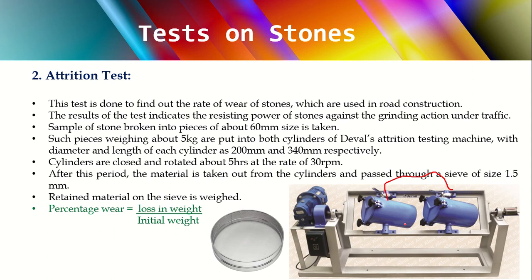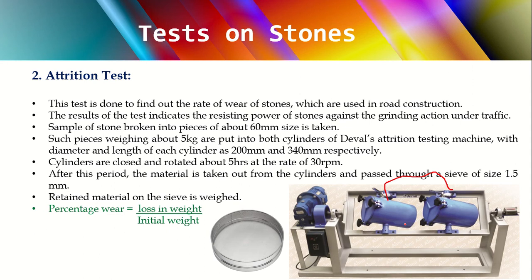Remember, this rotation must be around 5 hours. So for 5 hours you have to continuously keep it rotating. And after 5 hours of rotation, take out the sample from the cylinders. Imagine that after 5 hours of rotation, it will almost become a powdered form.